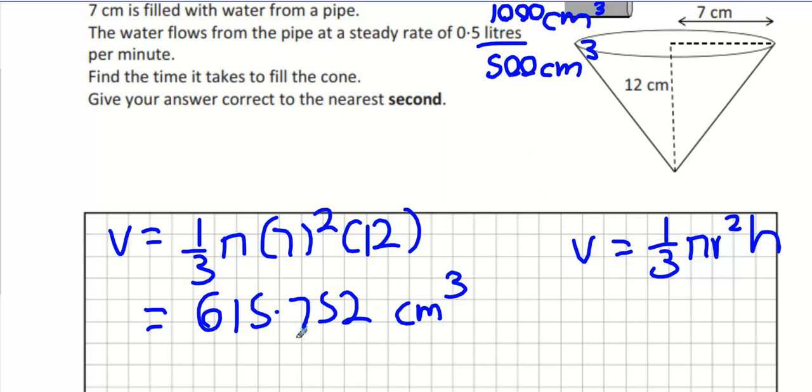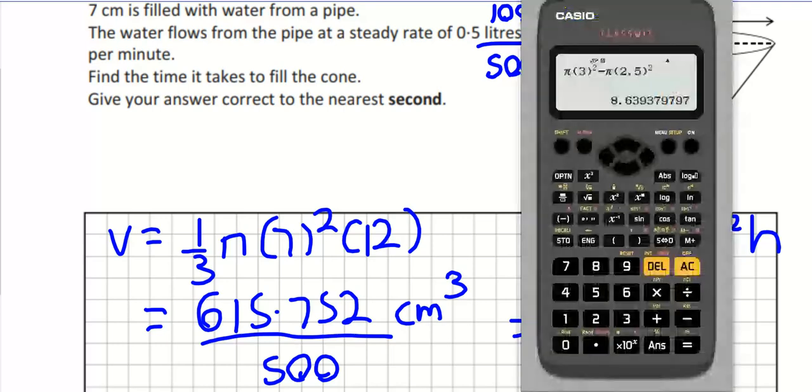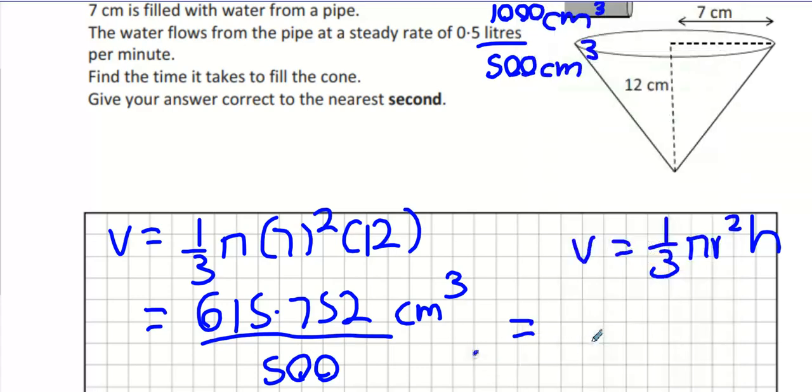Yeah. So what do I need to do with this? Divide this by, and what do you get? How do you divide it by 500? Anybody? So this was the really difficult question by the looks of it. Divided by 500. That's how many minutes? Do you see that? That's 1.2315 minutes.